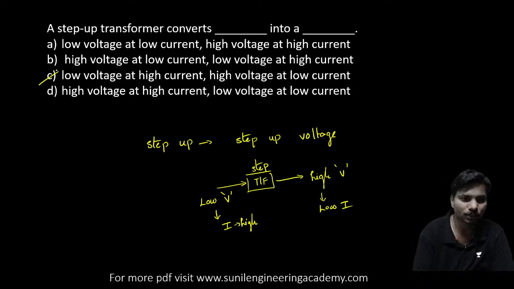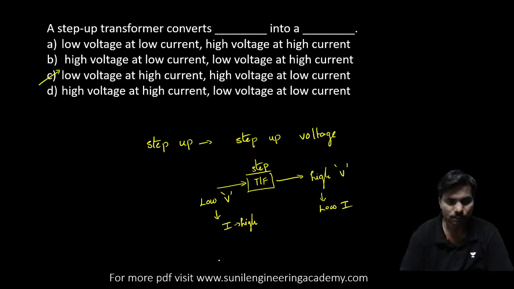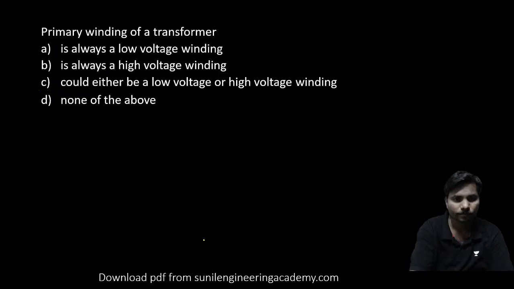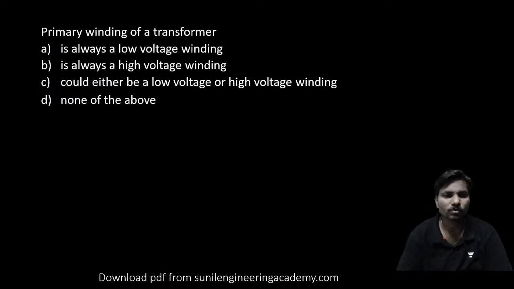So the answer is option C. Very good, Soham Biswas. Coming to the next question. The primary winding of a transformer is dash.